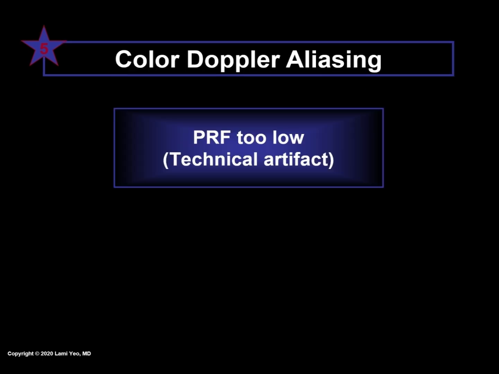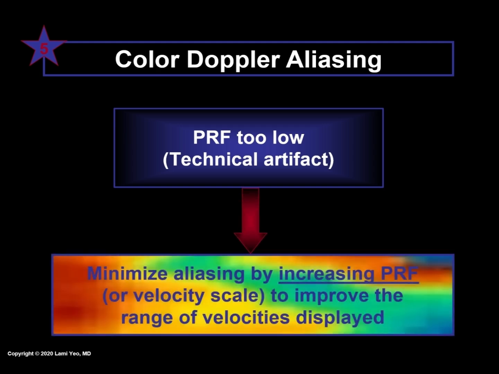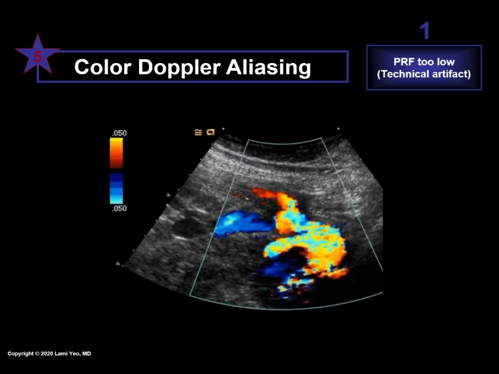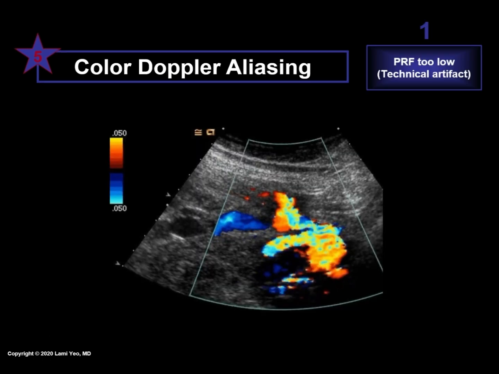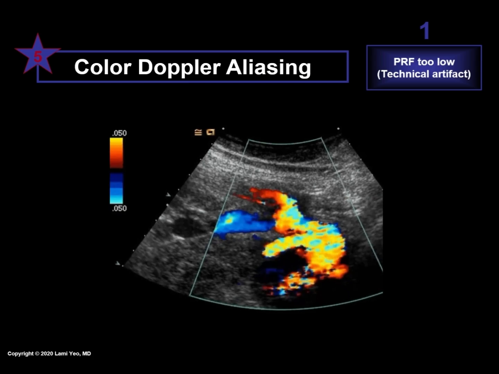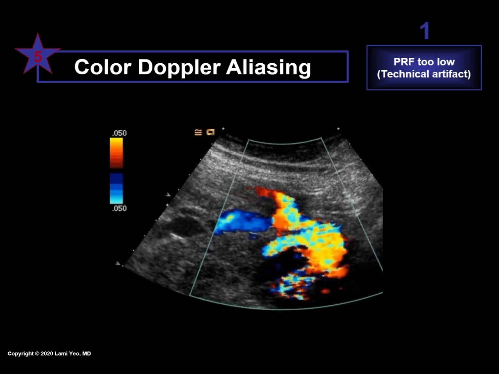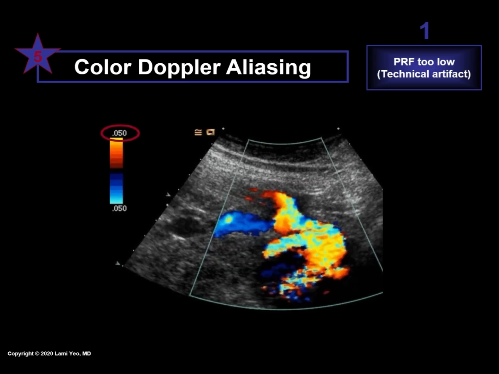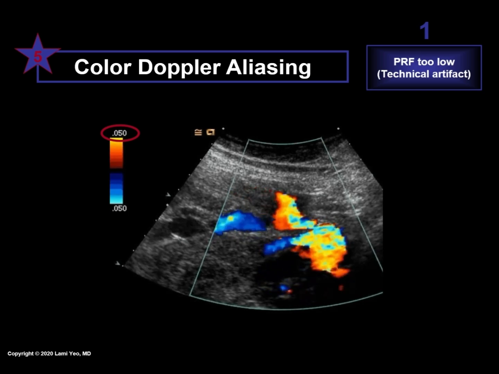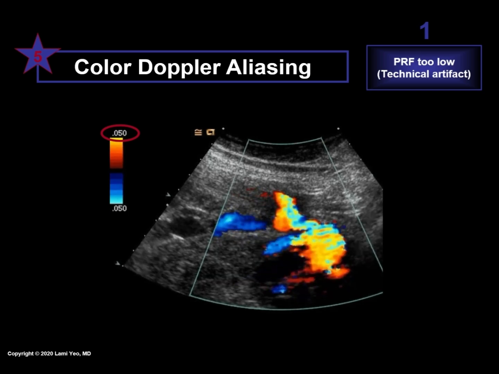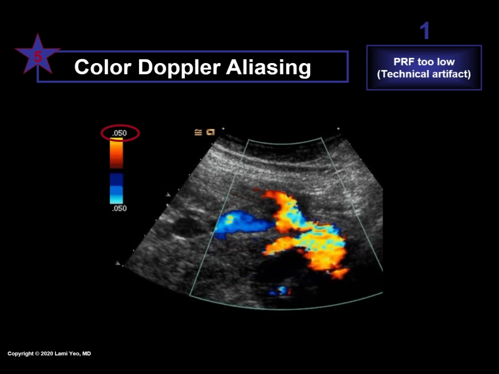So when there is aliasing due to a low PRF, how should this be minimized? Increase the PRF or velocity scale to improve the range of velocities displayed by the machine. Let's take a look at an example. Color Doppler is being applied to the maternal vessels. Aliasing is present as a technical artifact only because the velocity scale has been set at 0.05. Notice the adjacent colors present, from red to yellow, to light blue to dark blue.